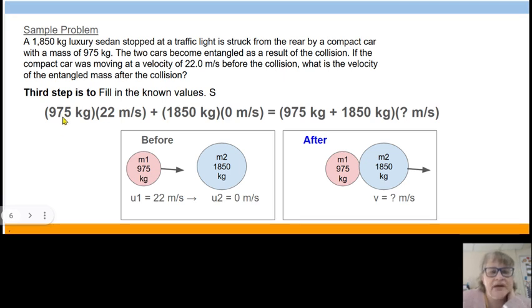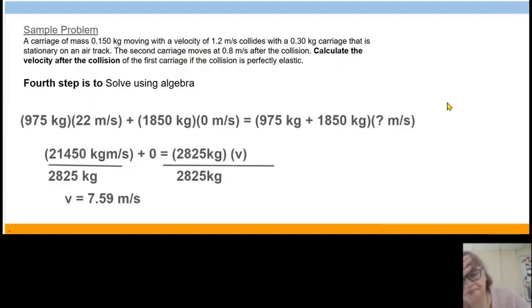My m1 is 975, my u1 is 22 meters per second, and the sedan is 1850, and he's moving at 0. They crash together and end up with 975 plus 1850 going at, I don't know, what meters per second. Okay. So fourth step, fill in your knowns and solve.